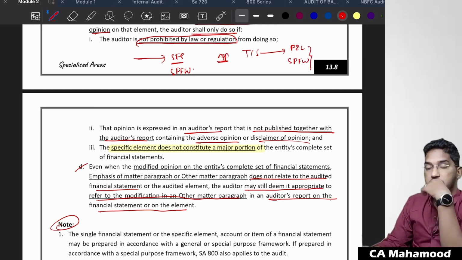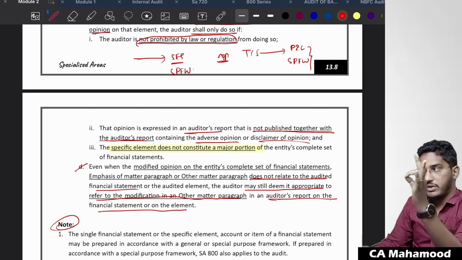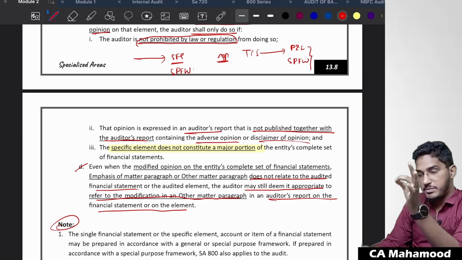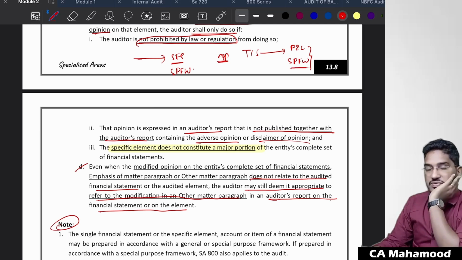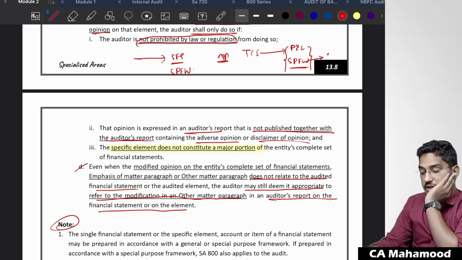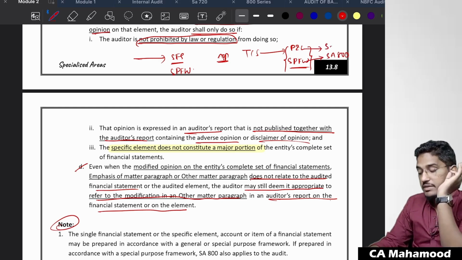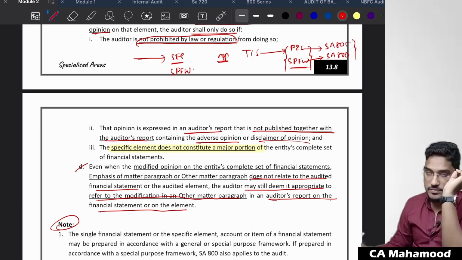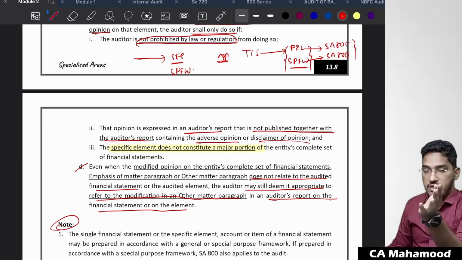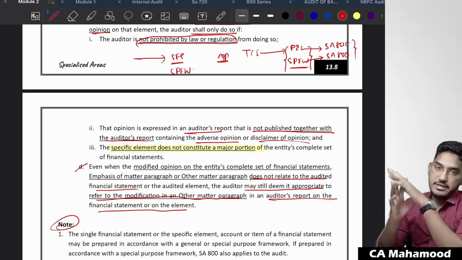Now, which standards will become applicable? You are an auditor required to conduct audit of a single financial statement or specific element, and that has been prepared as per special purpose framework. Then which standard will become applicable? Here in this case, both the standards will be applicable. Number one, you are required to do the audit as per special purpose framework, so SAE 800 will become applicable, and you are also required to conduct audit of only a single element or specific element of the financial statement, so SAE 805 also will become applicable. So sometimes you are required to comply with both standards, SAE 800 and SAE 805.